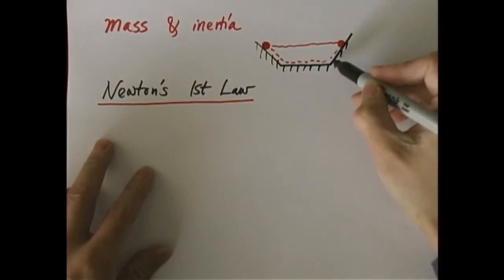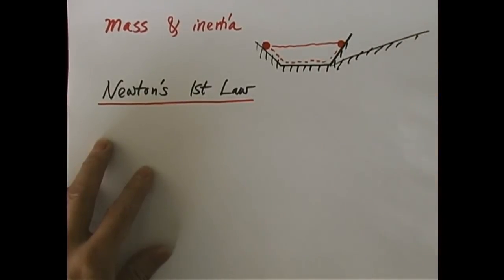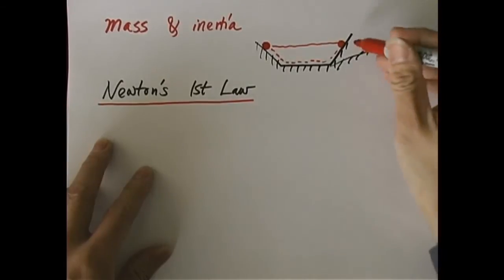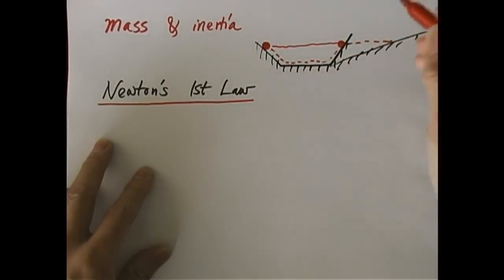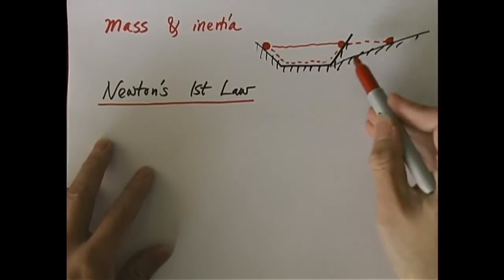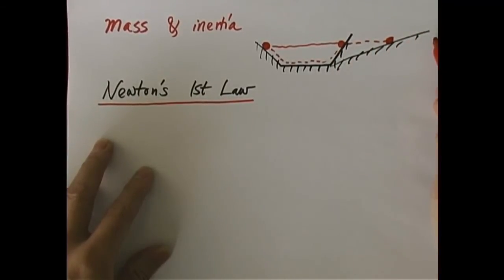This time, I'm going to make the track flatter, okay? The other side of the track. Still there's no friction, so the ball will keep on moving until, again, it reaches the same height as where it started. So this time, it's going to go further. Now, you can keep on doing this. You can make the track even flatter, so the ball is going to go even further before it stops and turns around.